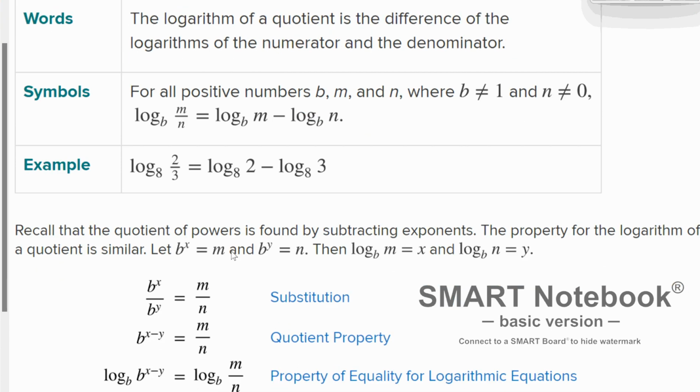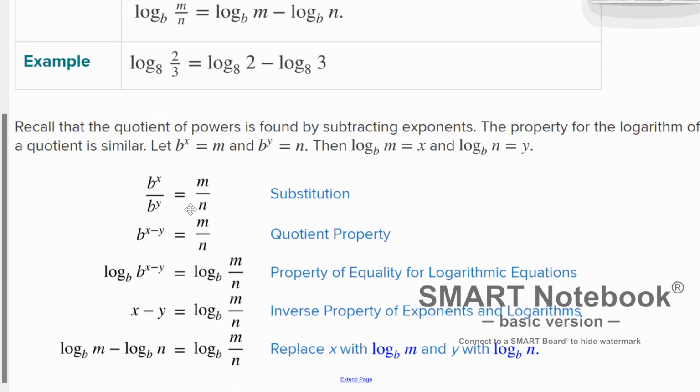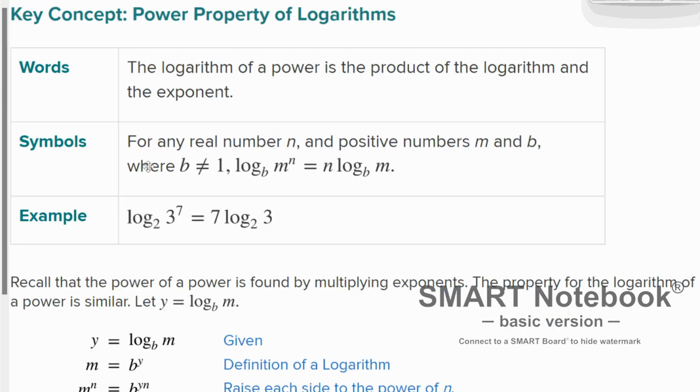Okay, so let's use those properties. Here are some more examples and how it works. If you want to freeze it, you can, but I'm pretty sure you probably don't care. So let's go ahead and look at an example.